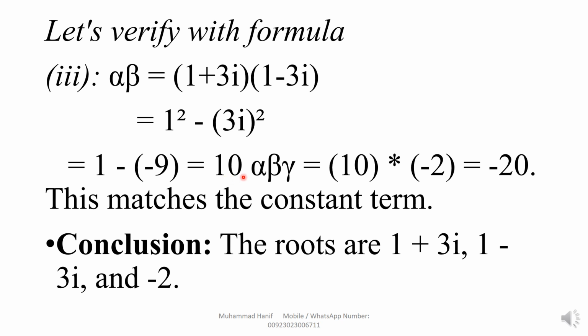Now this 10 is the value of alpha beta. If we find alpha beta gamma, it equals 10 times gamma, and the value of gamma is minus 2 as we got previously. 10 multiplied by minus 2 we get minus 20. This matches the constant term. Conclusion: the roots are 1 plus 3 iota, 1 minus 3 iota and minus 2. You can see we get this answer.